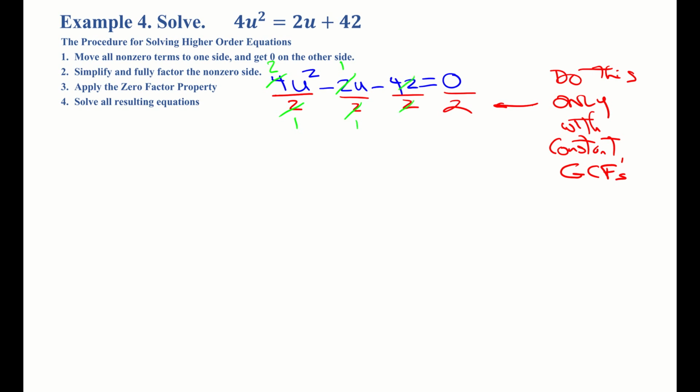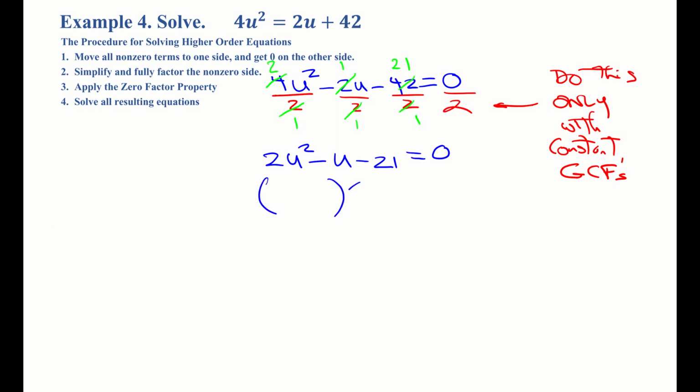2 and 42. Remember, I'm not dealing with the signs. I'll take care of that in the next step. So if I say 2 and 42, I realize that's negative 42, but I'll handle the signs in the next step. So 2 goes into 2 once, into 42 21 times. So now carefully we write down what's left. So we have 2u squared minus u minus 21 equals 0. Okay, so now we have all the non-zeros on one side and 0 on the other side.